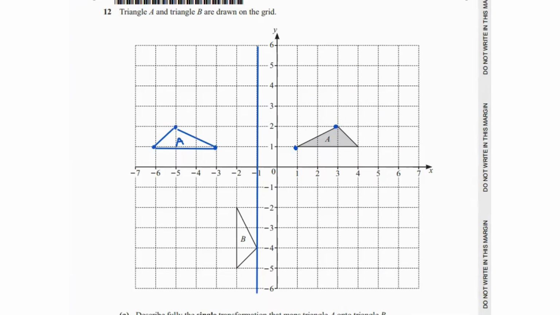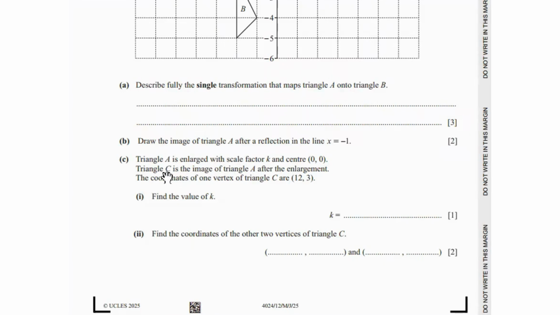Then it says the triangle A is enlarged with scale factor k and center 0, 0. Triangle C is the image of triangle A after the enlargement, and the coordinates of one vertex of triangle C are 12, 3. You have to find the value of k and the other two vertices.